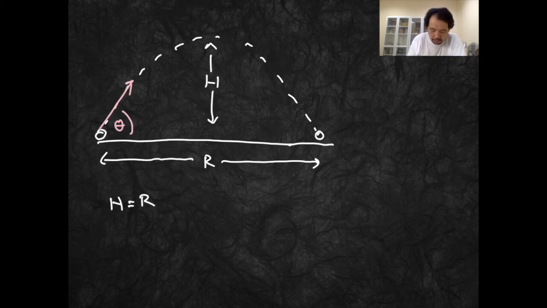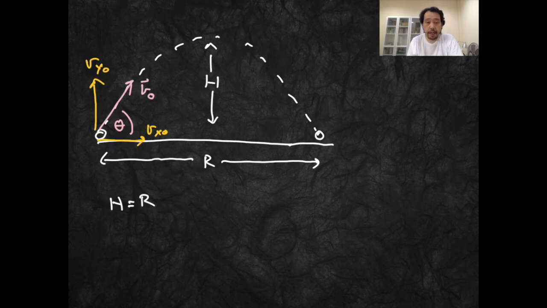We first resolve the initial velocity v0 into the two components, vx0 and vy0. This is v0. Okay, and then we analyze the motion separately along the vertical and horizontal direction. Start with the vertical direction.